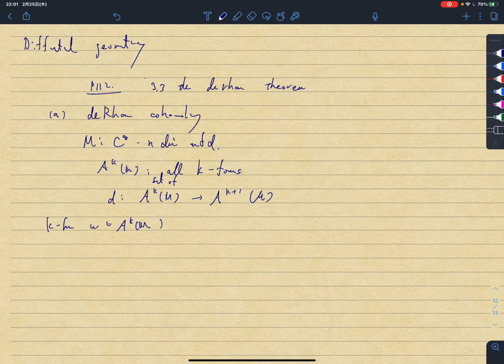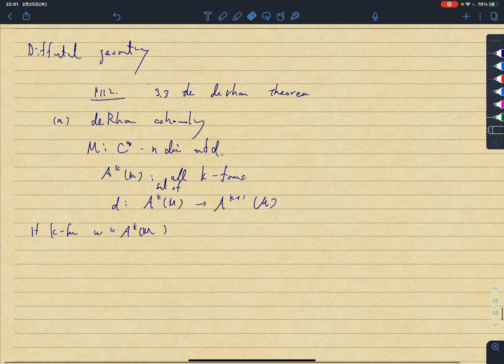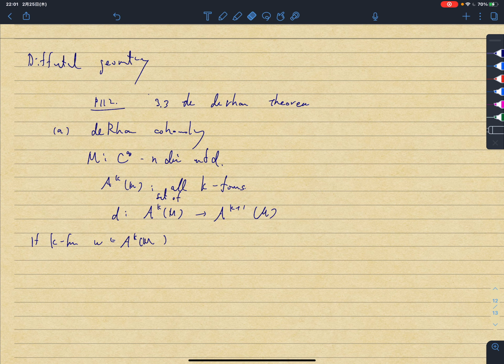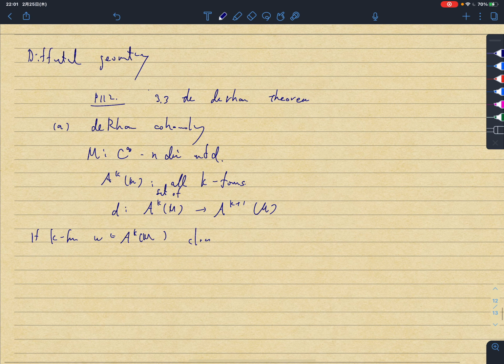The k-form omega. If omega in A^k(M) satisfies d omega equals 0, omega is called a closed form. Closed form: d omega equals 0.